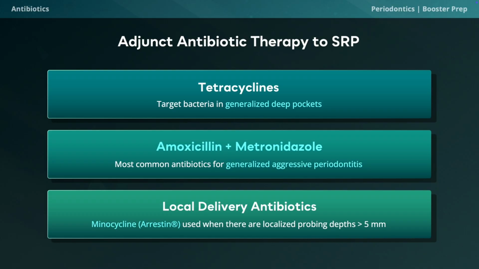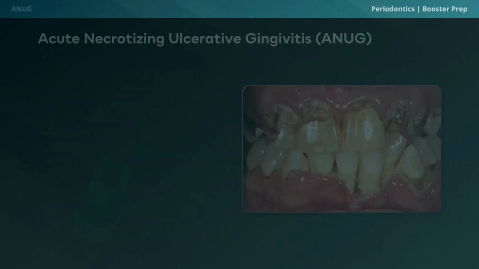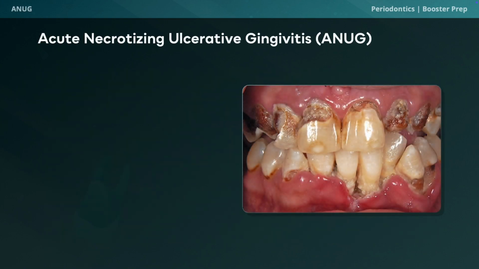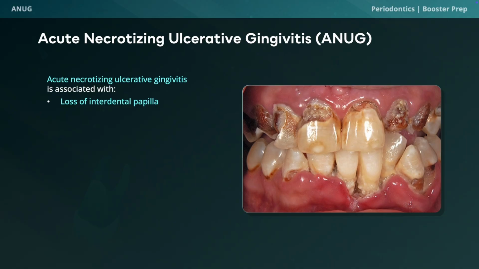Speaking of antibiotics, let's talk about a specific condition that often shows up on exams, and it's called Acute Necrotizing Ulcerative Gingivitis, or just ANUG. So what makes ANUG stand out? Here's the #1 high-yield fact. ANUG causes the loss of the interdental papillae. That's the gingival tissue between your teeth, and on a test or in real life, that's your biggest clue.